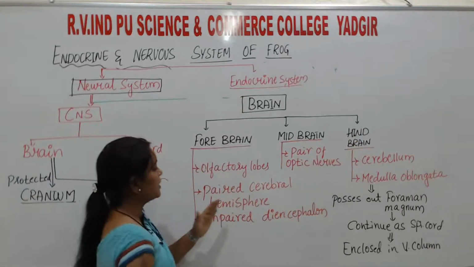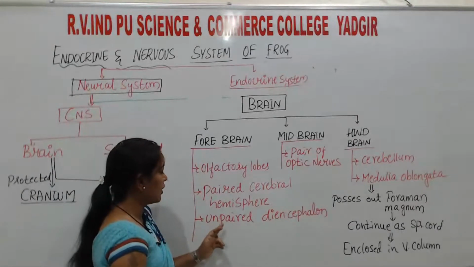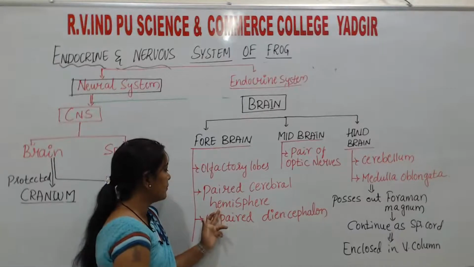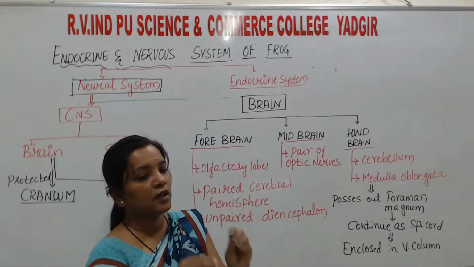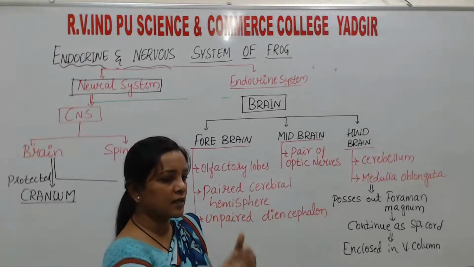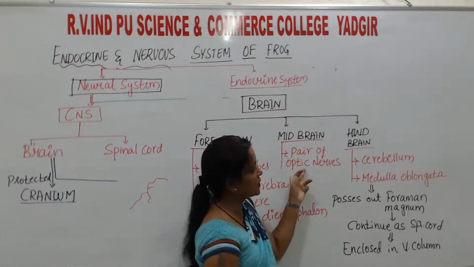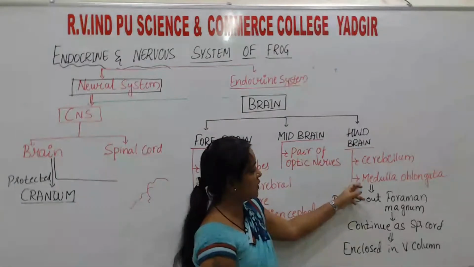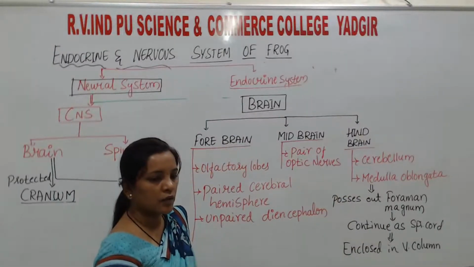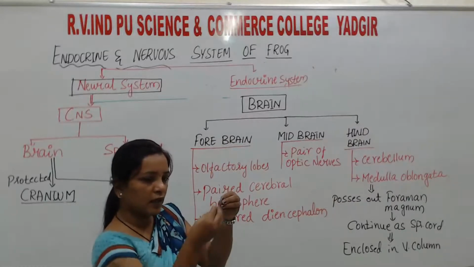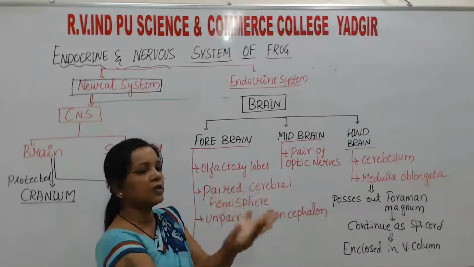Just remember the parts. Olfactory lobes are located in the forebrain of the frog. Unpaired diencephalon is there, and paired cerebral hemisphere. Here they have only introduced the names; later you will be studying in detail. Midbrain has a pair of optic nerves, and hindbrain has cerebellum as well as medulla oblongata, which possesses foramen magnum. Now medulla oblongata will form foramen magnum, which enters into the spinal cord enclosed by the vertebral column.